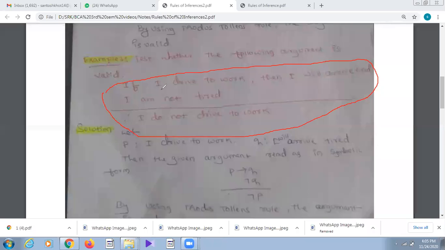Just identify each sentence's primary statements, then symbolize them. After that, for the whole argument, you have to give the tabular or symbolic form, and then you can see whether any of the rules is applying or not. Is it similar to the 7 rules? If any one rule is applying, you can say that this particular argument is valid.